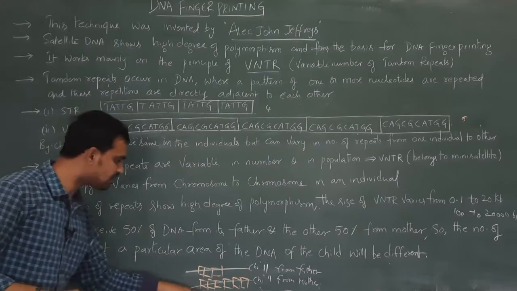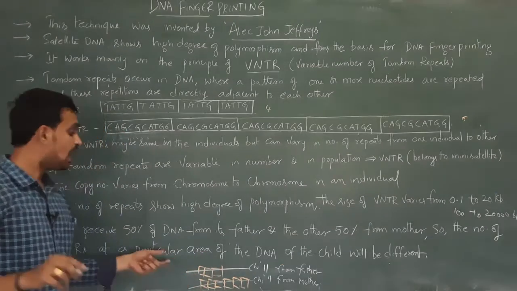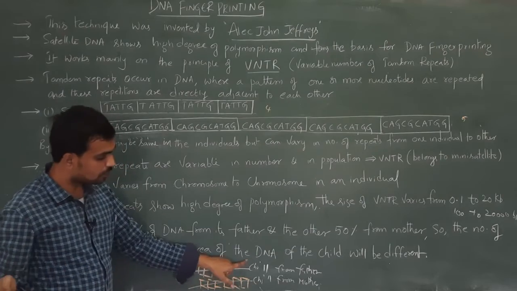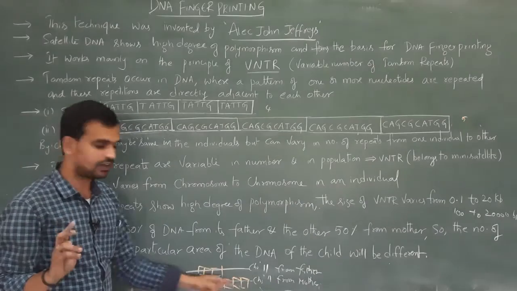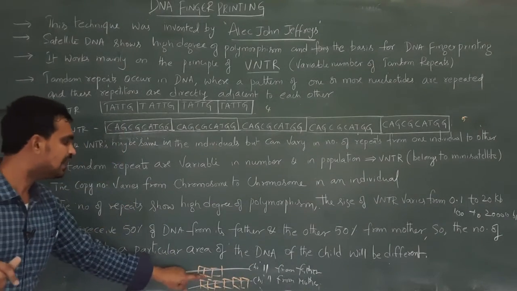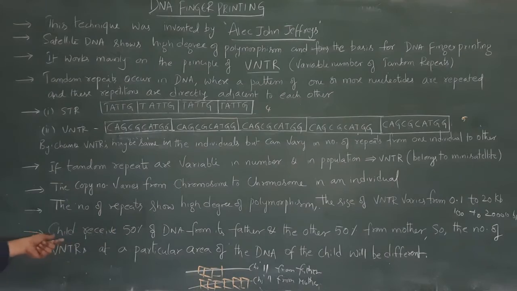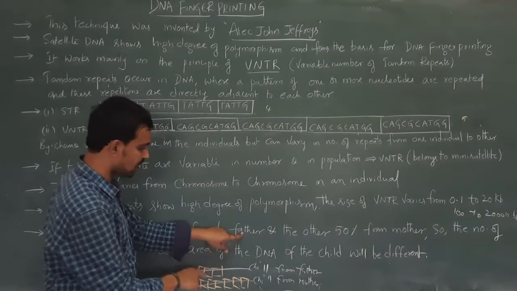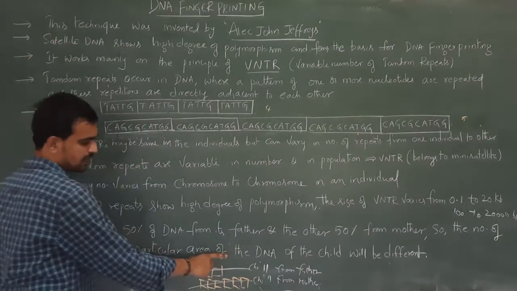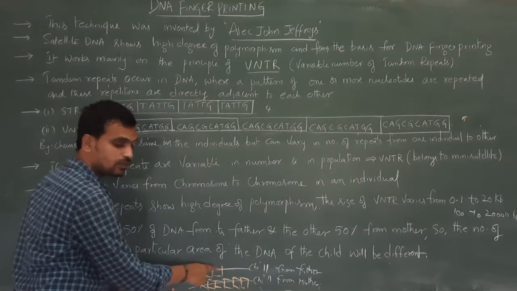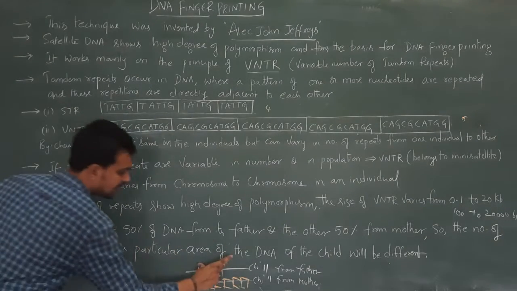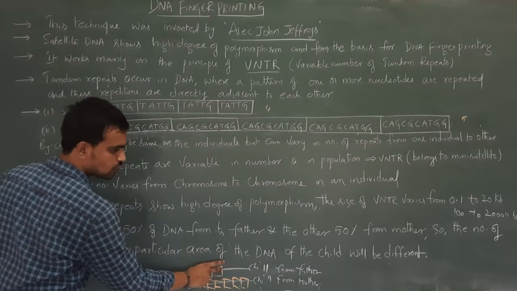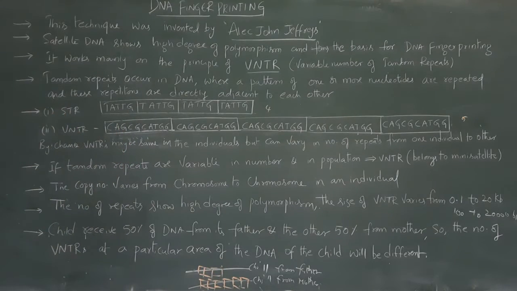The VNTRs differ from one chromosome to the other chromosome, and if you observe chromosome 11 of the particular chain, two sets are there, one from the father, one from the mother. If you see, the VNTRs usually differ. That is because the child receives 50% of DNA from its father and 50% from the mother. So, for example, if you are concentrating on chromosome 11, one chromosome from father, one chromosome from mother. The number of VNTRs at this particular area of the chromosome will be different. So, this is about VNTRs.